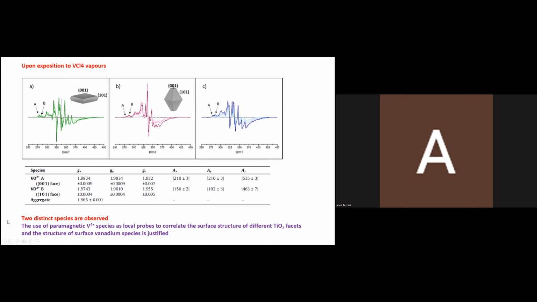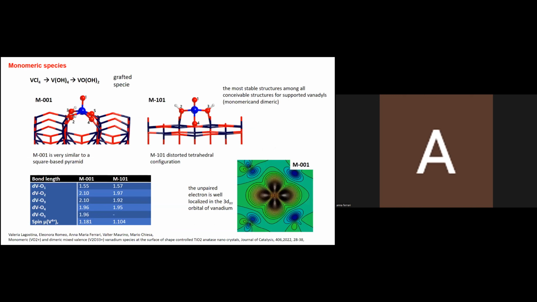So two distinct species are sorted. And so vanadium 4 can be used as a probe to correlate the surface structure of these different titanium dioxide terminations with the structure of vanadium species, because the spectroscopic indications are clear. Okay, how to proceed now with the modeling?